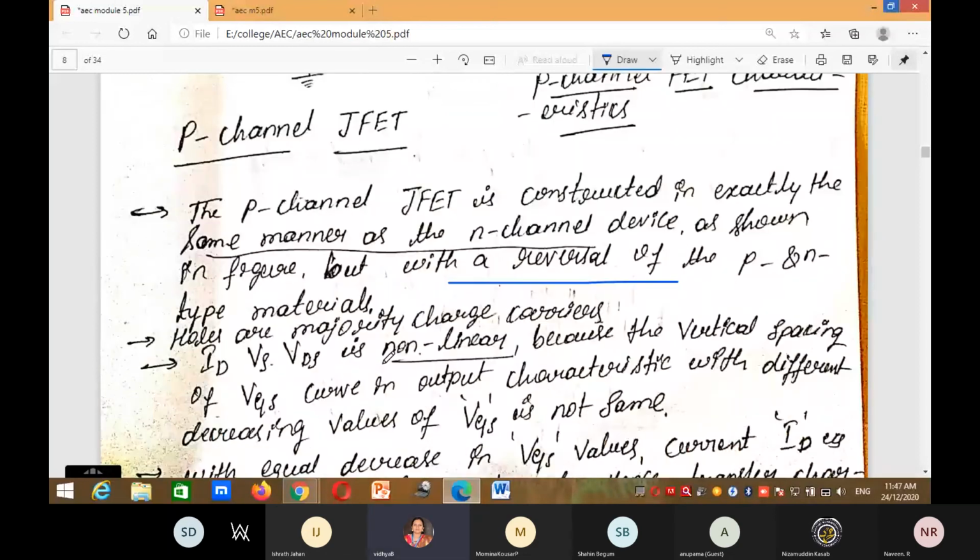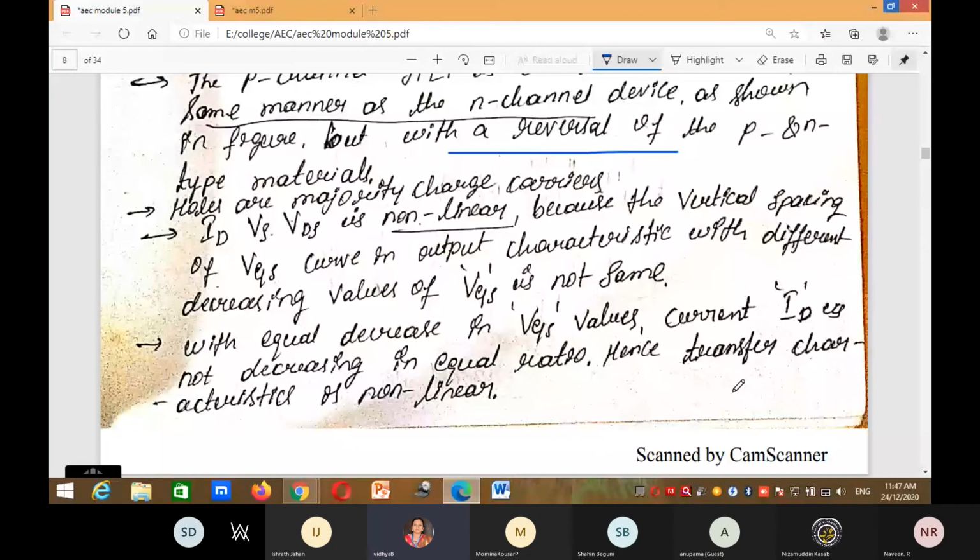ID versus VDS is nonlinear because the vertical spacing of the VGS curves in the output characteristics, with different decreasing values of VGS, is not the same. With equal decreases in VGS values, the current ID is not decreasing in equal ratio. Hence, the transfer characteristics are non-linear.